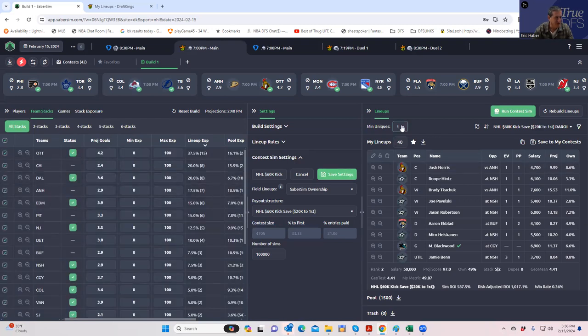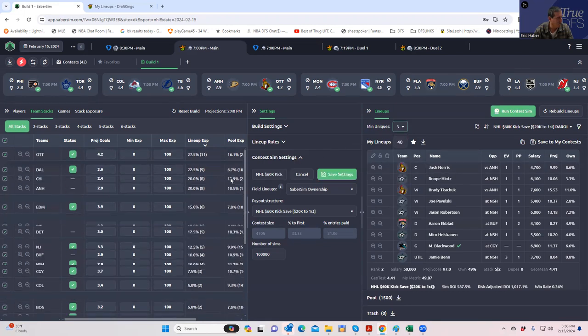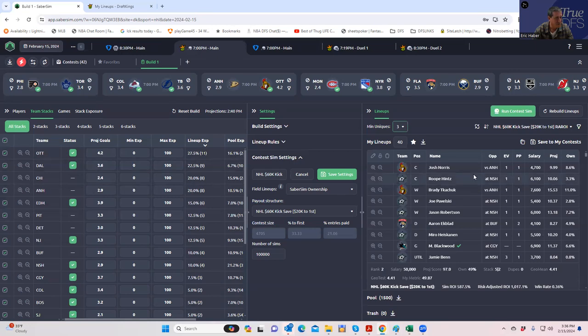I think it's going to save those requirements though. So you would then do the same thing. You'd go to Min Uniques, what was it, six? Is that usually the magic number here? And then you get even more kind of spread out, you know? So again, it depends on how aggressive you want to be. Somewhere between one and six Min Uniques is probably what you want to do. And now, as you see, you're getting Ottawa, Dallas, Chicago, Anaheim, right?